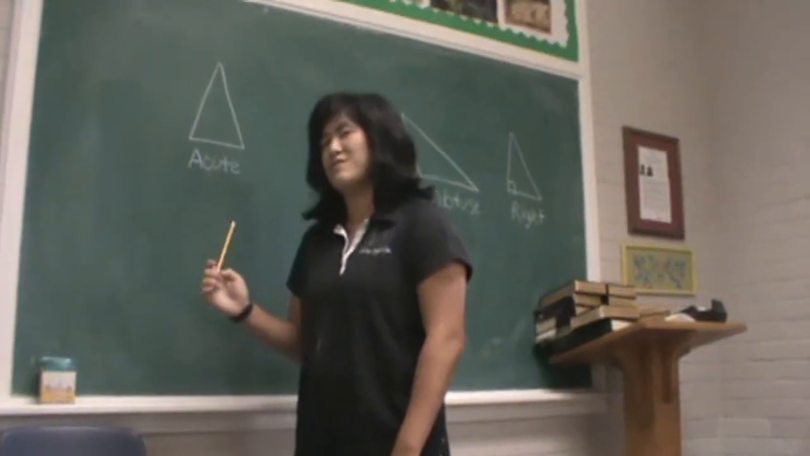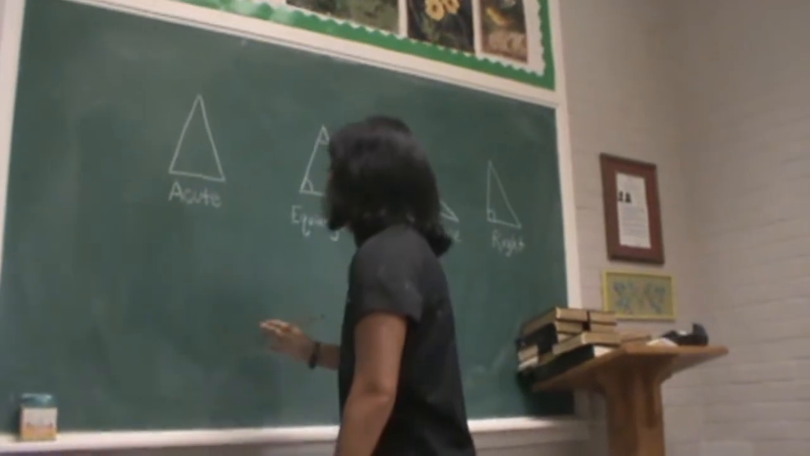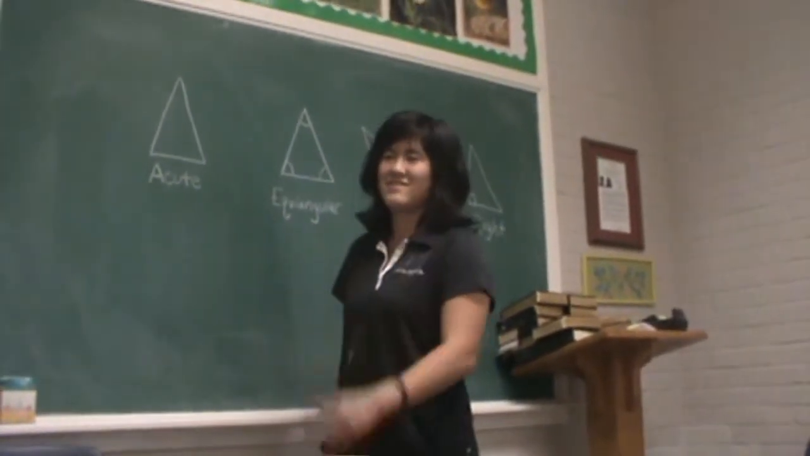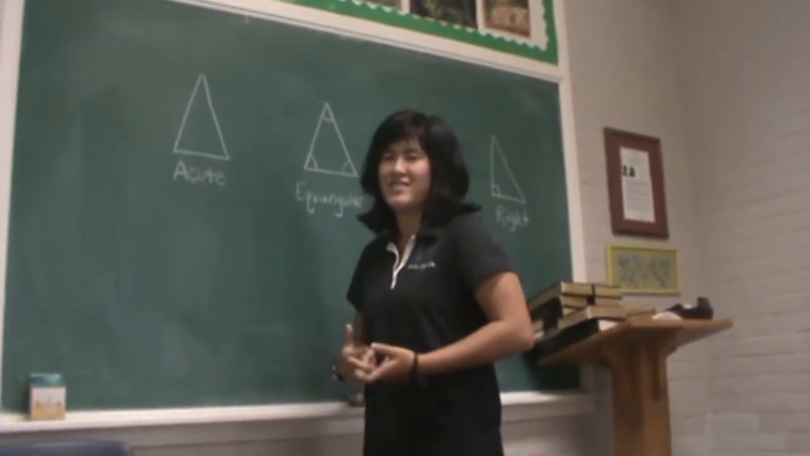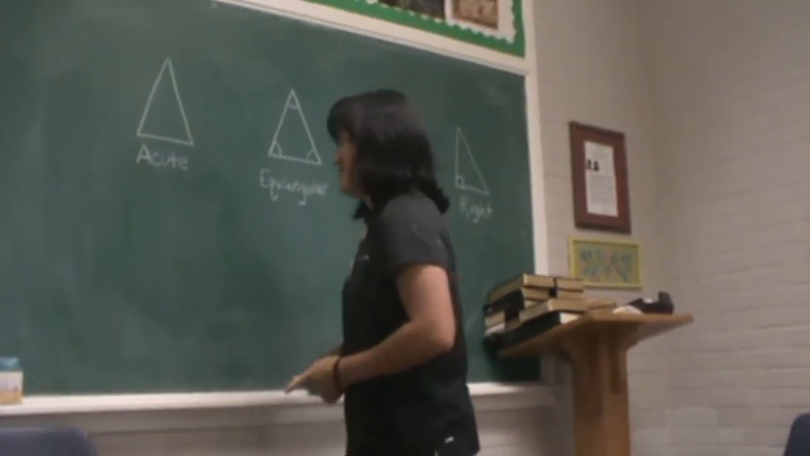It's time for your lesson in triangles. Triangle: 3 sides, 3 angles. Tri meaning 3. Angles meaning angles.